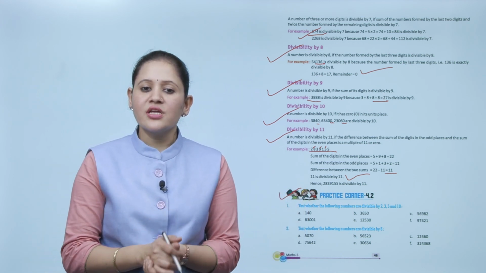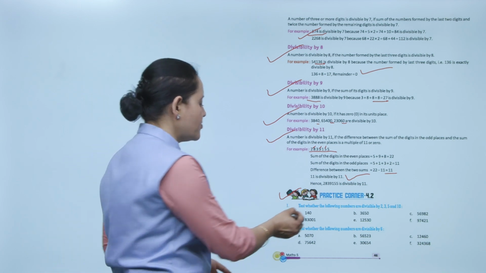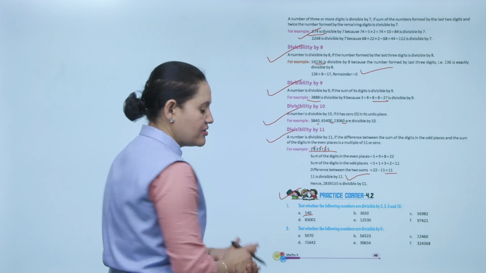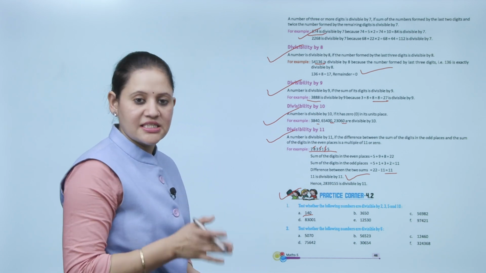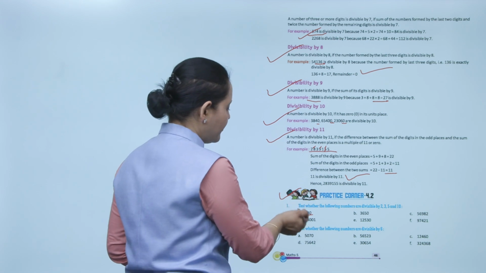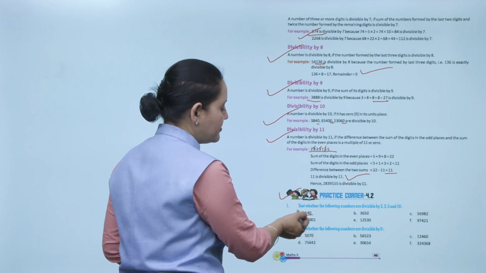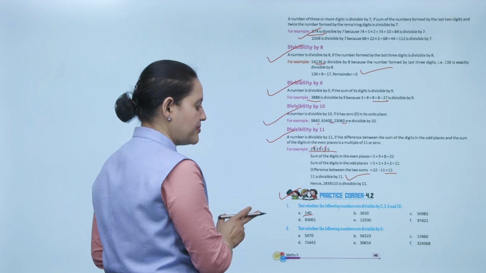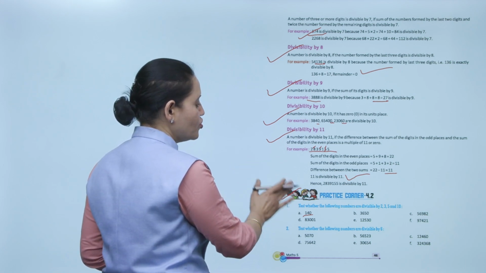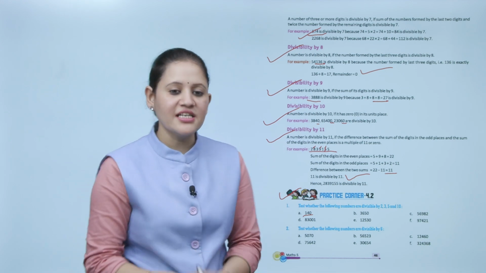Test whether the following numbers are divisible by 2, 3, 5 and 10. First number is 140. The number has 0 at its unit place. That means it is divisible by 2, 10 and 5. For 3, 4 plus 1 plus 0 is 5. That means this number is not divisible by 3, but it is divisible by 2, 5 and 10. So practice all the questions of this exercise.